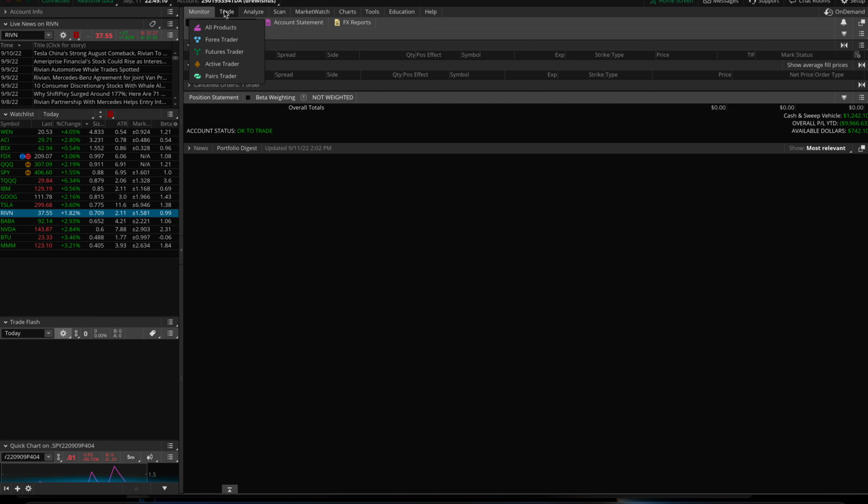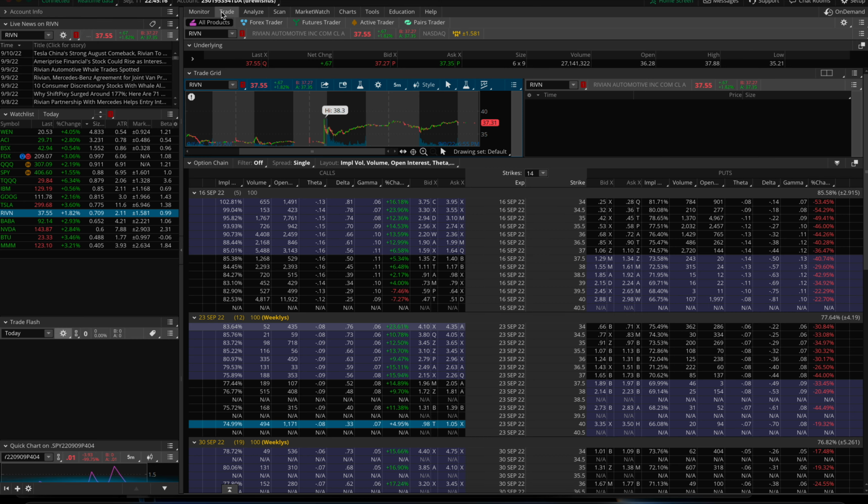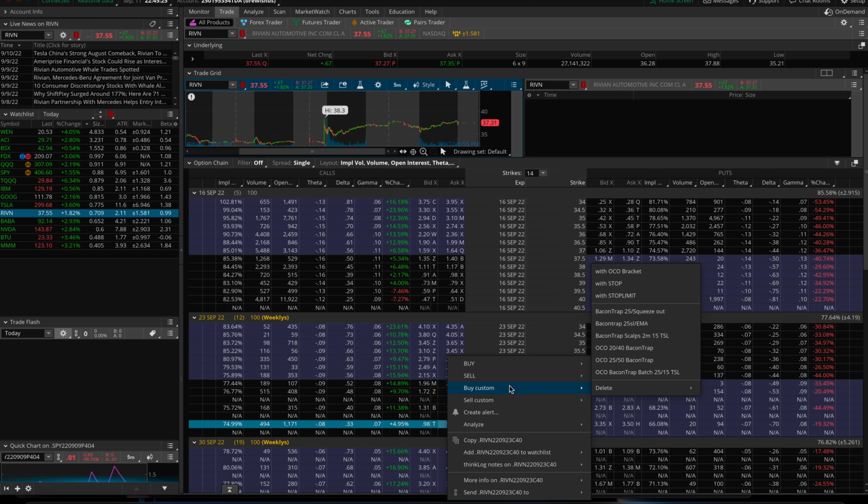So we can use OCO brackets in order to set stop losses that go in automatically with our trade. So let's go back and run that same trade. And this time we're going to run an OCO bracket. We're going to go back down to our $40 calls. We're going to right click again. And this time we're going to buy custom. And we're going to buy with an OCO bracket.